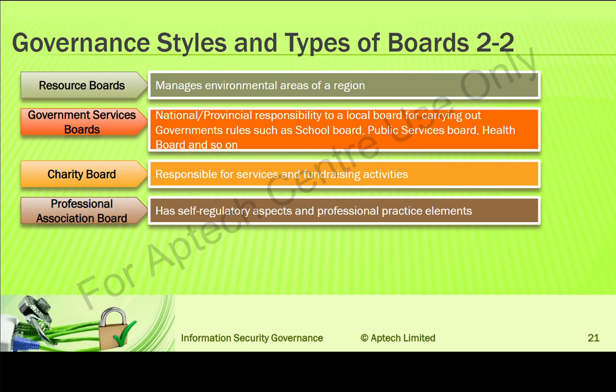We also have the government service board. These are national or provincial responsibilities, a local board for carrying out governmental rules, such as the school board, public service board, health board, and so on. When we are talking of social service, they are in charge. We also have the charity board, which is responsible for services and fundraising activities for a particular ward, for example for an orphanage and the rest.